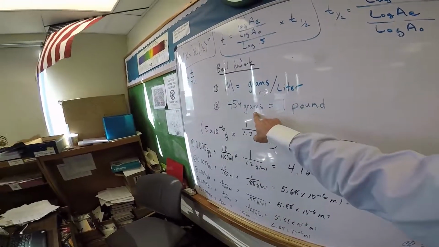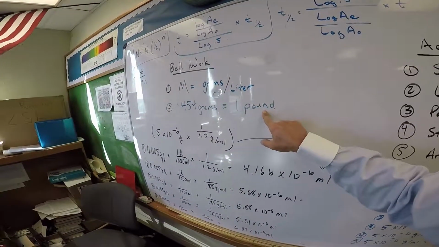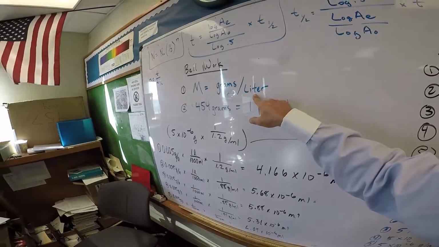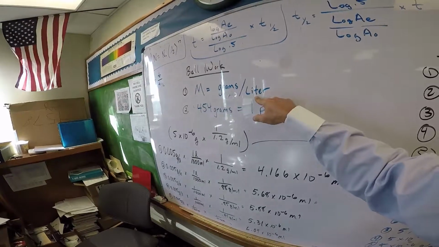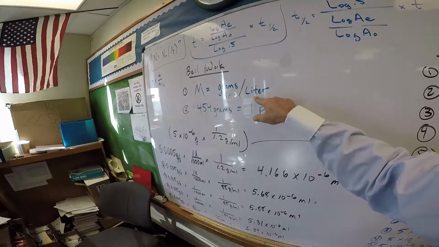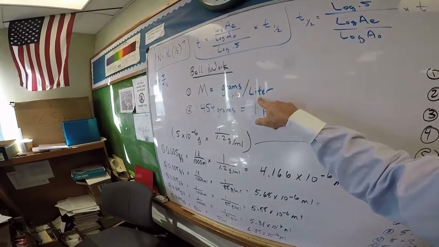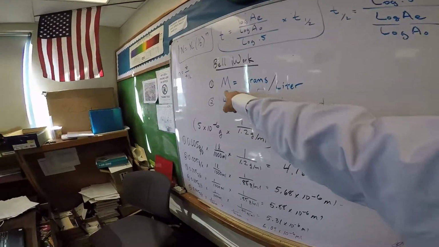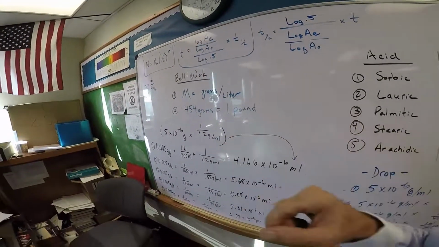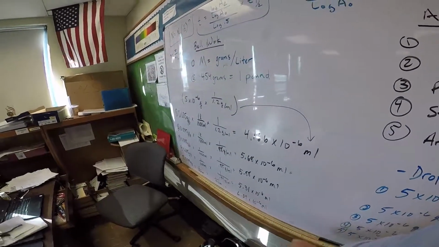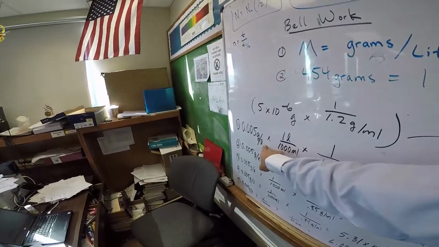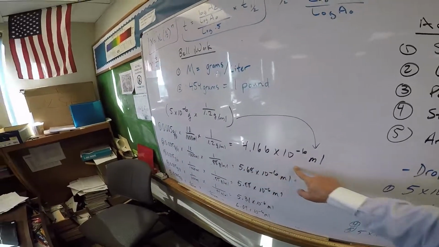So 454 grams equals a pound, and a liter, if you don't know what a liter is, it's just half a 2 liter. A 2 liter beverage bottle has got 2 liters in it, so just half of that would be a liter. So the capital M represents grams per liter. So what you're going to do now, you're going to copy this data down. We're going from grams per liter to milliliters.